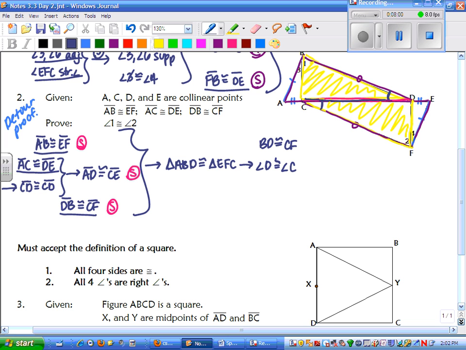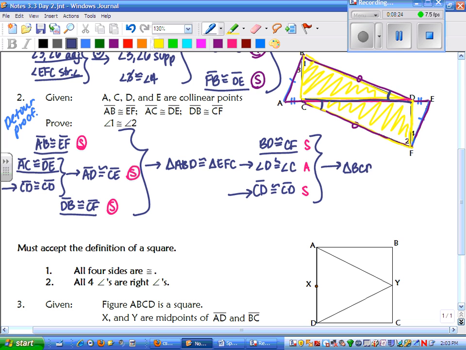And I know the reflexive piece, CD, is congruent to itself. Okay, this is already reflexive that I know. This is given. So now it looks like I have a side, angle, side. Go ahead and group those three and say that the two triangles that are highlighted are now congruent.